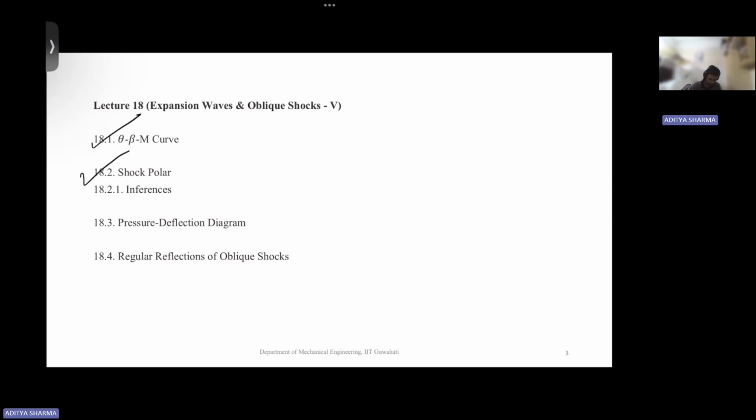So this we discussed. Next we have the pressure deflection diagram. This pressure deflection diagram basically gives information about your static pressure behind the oblique shock wave along with your deflection angle. So static pressure and theta. Pressure versus theta, this is the diagram. So how does it look like? Let's see that.